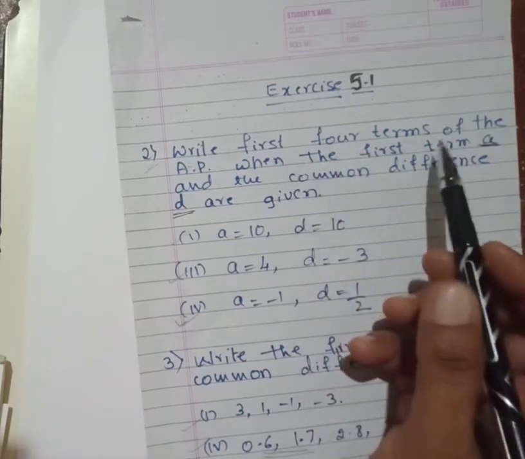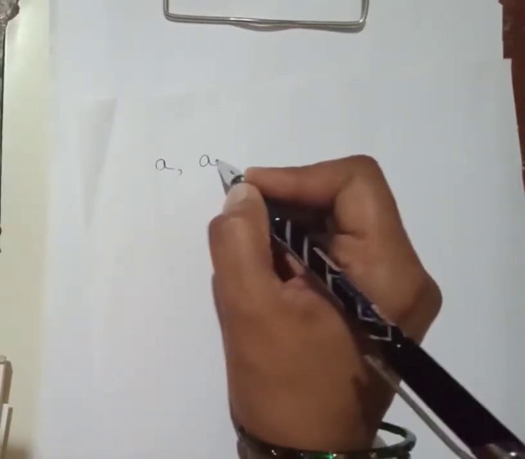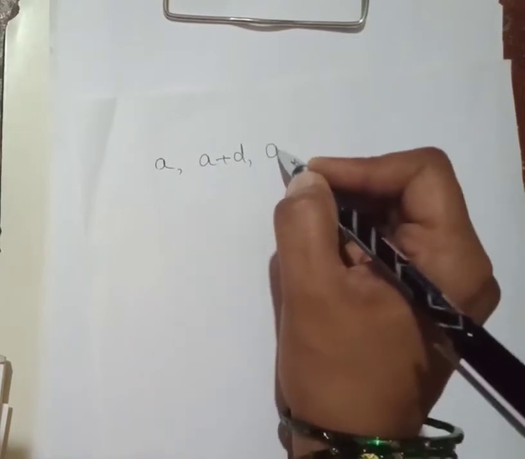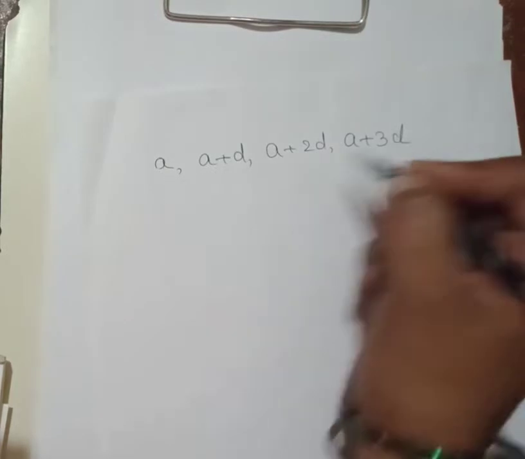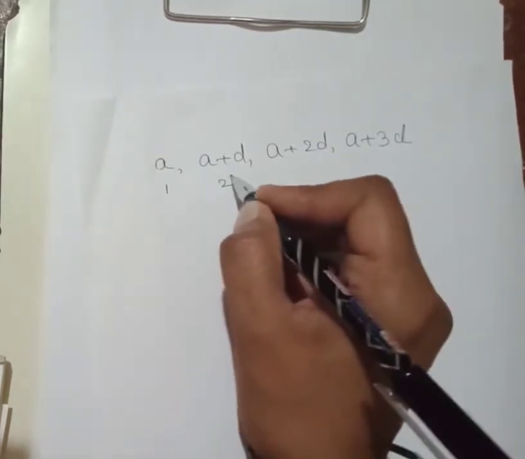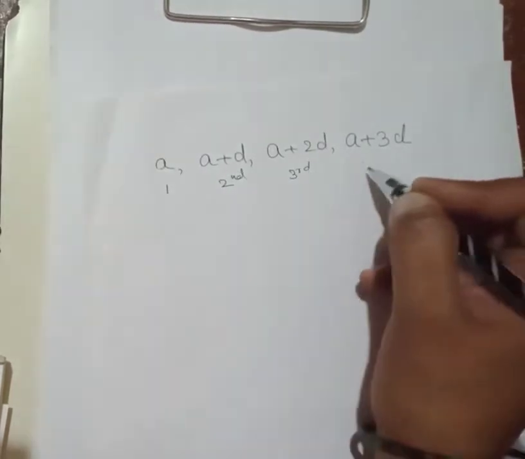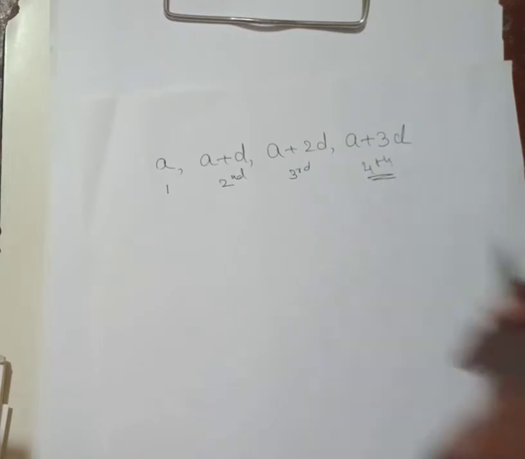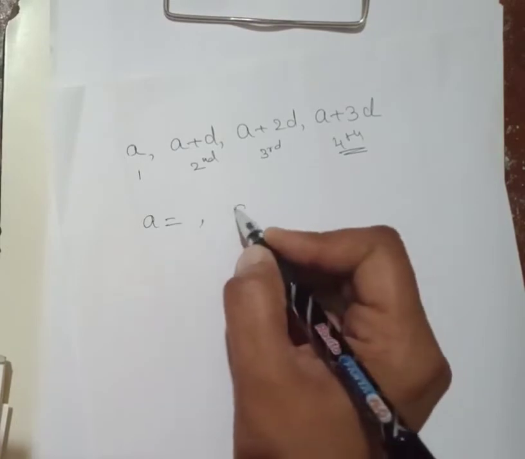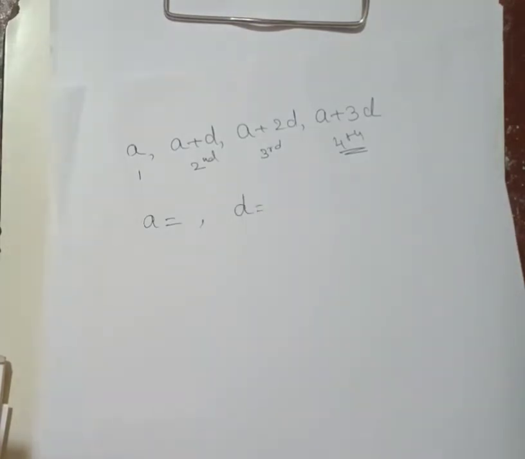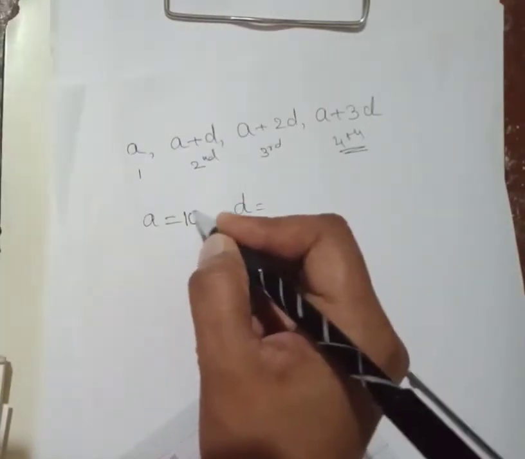Write 4 terms. As we know in arithmetic progression, the first term is given by A, the second one is given by A plus D, the third one is A plus 2D, and the fourth one is given by A plus 3D. This is our first term, second term, third and the fourth terms. In the first question what are you given? You are given the value of A and also the value of D. A is given as 10 and D is given as 10.